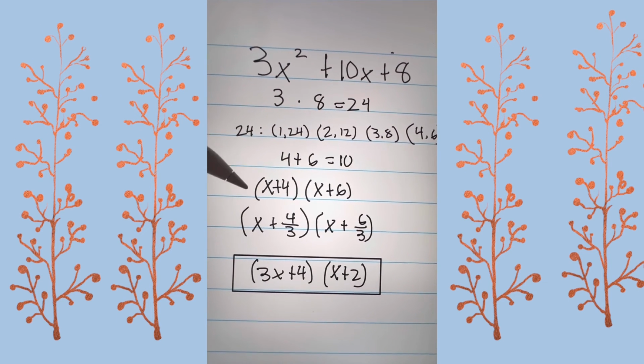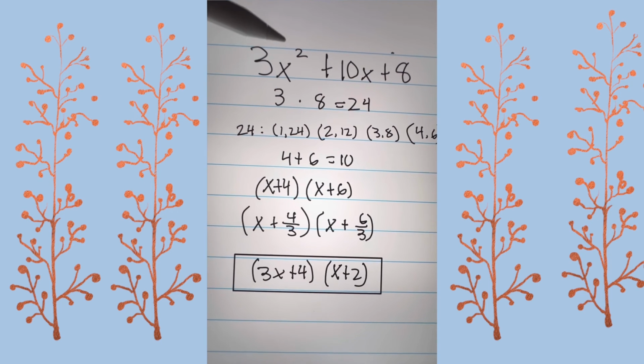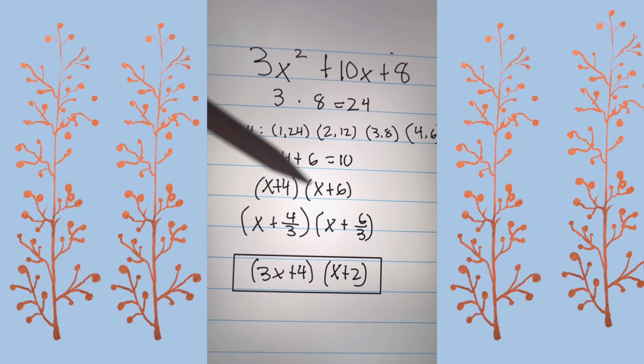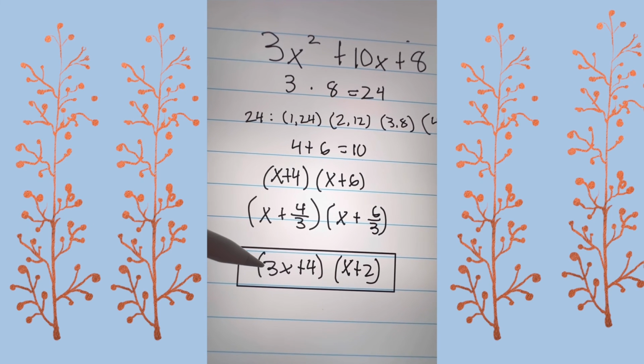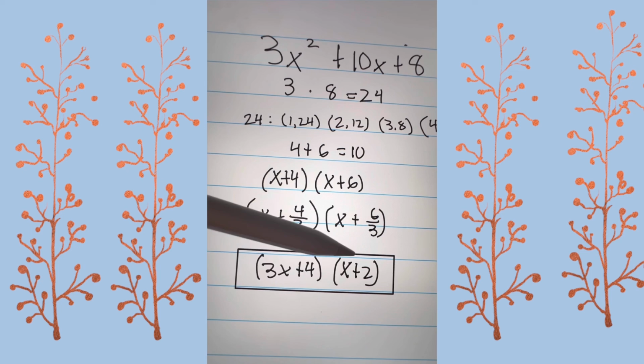And then you're going to divide the numbers by the leading coefficient, which is 3. So x plus 4 over 3, x plus 6 over 3. And your answer is going to be 3x plus 4 and x plus 2.